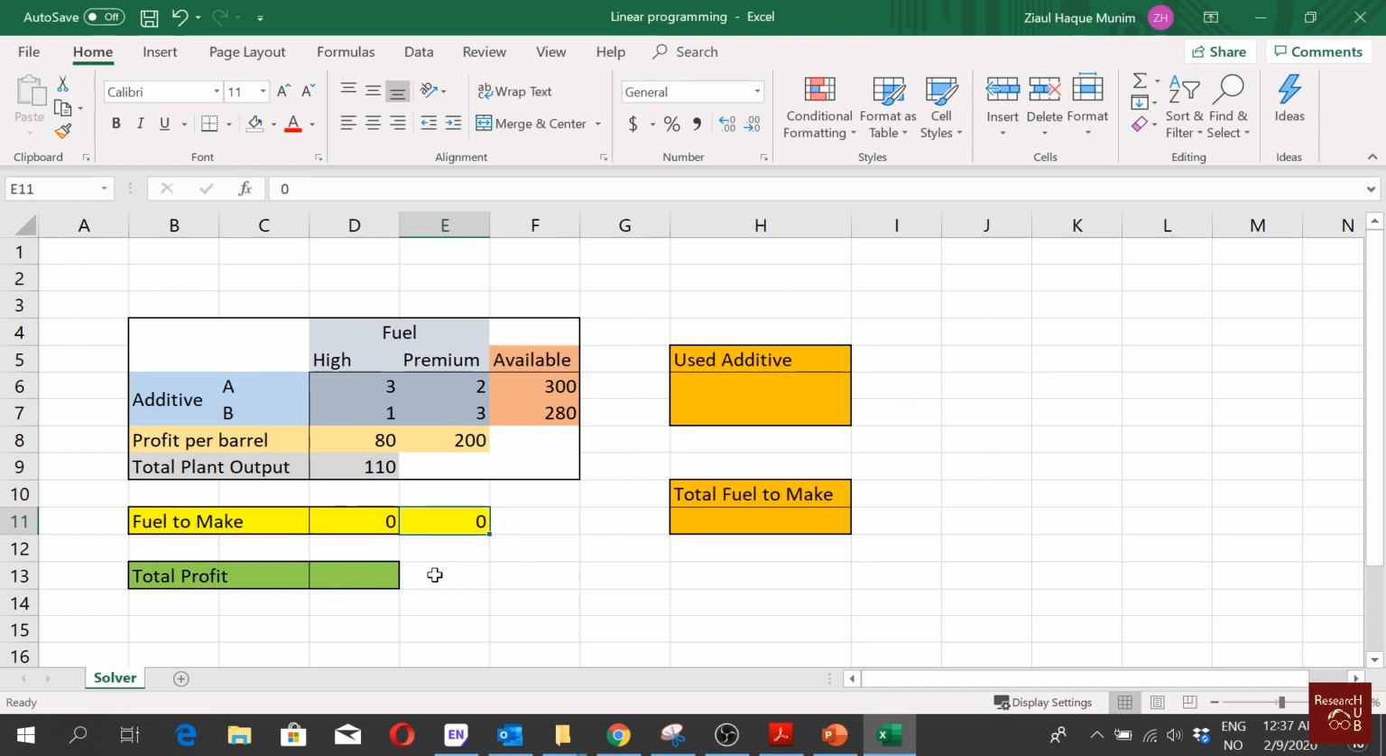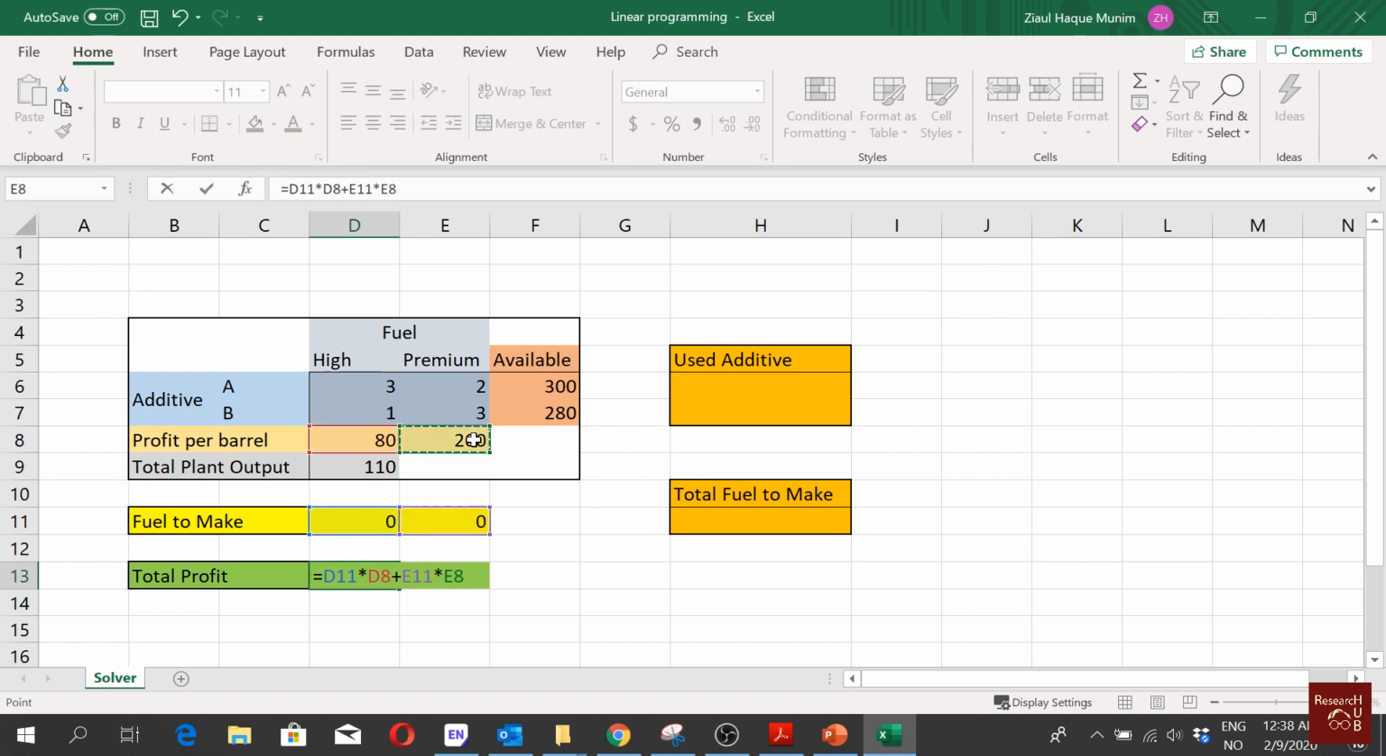And here, total profit. So here I can use a function. I define my objective function. So equal to, my profit is the number of high grade fuel I will sell multiplied with the profit of that, plus the number of premium grade barrels I will sell multiplied with its profit margin. That's my objective. Okay, so that's what we will get here.